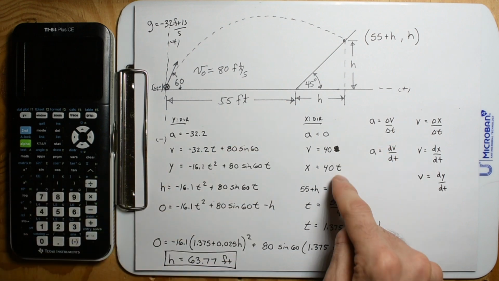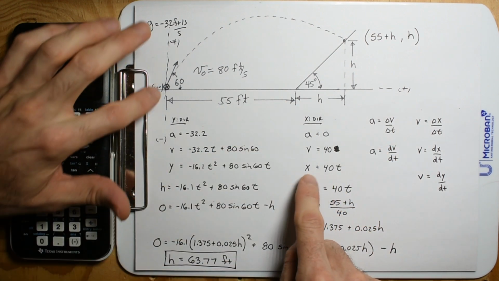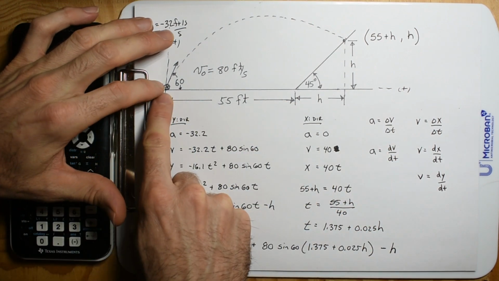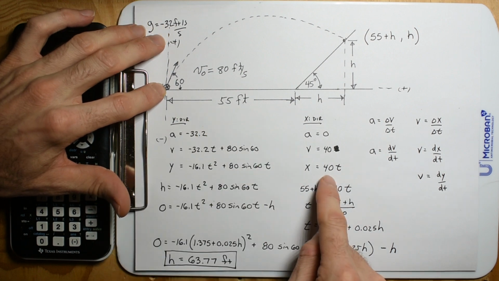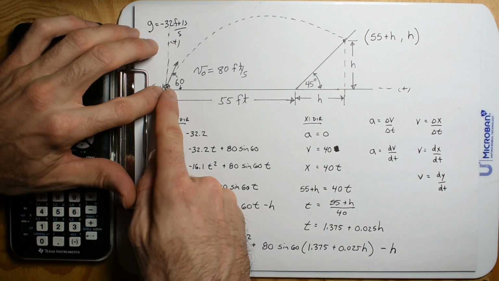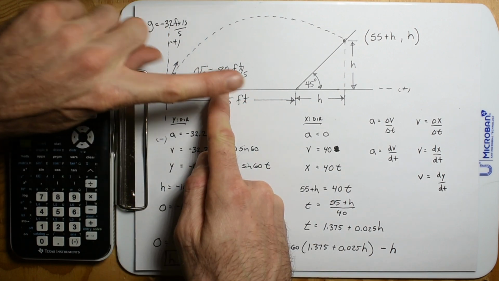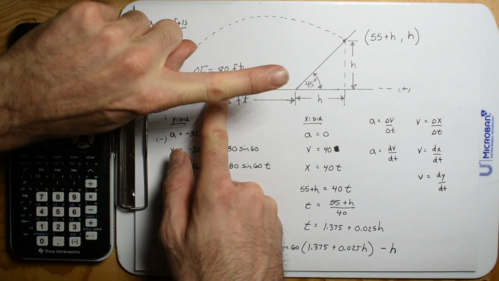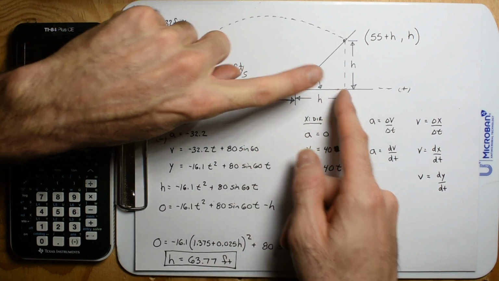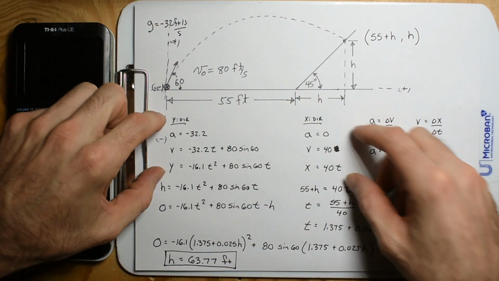When we integrate, we're going to pick up a t, and we're going to have an equation for position as a function of time. In 1 second, we're going to be 40 feet that way because that's our velocity in that direction. At 2 seconds, we're going to be at 80 feet. Cool. So here's our equations.